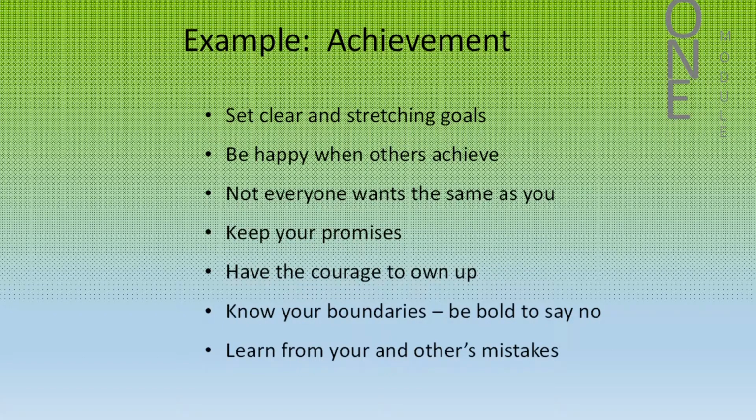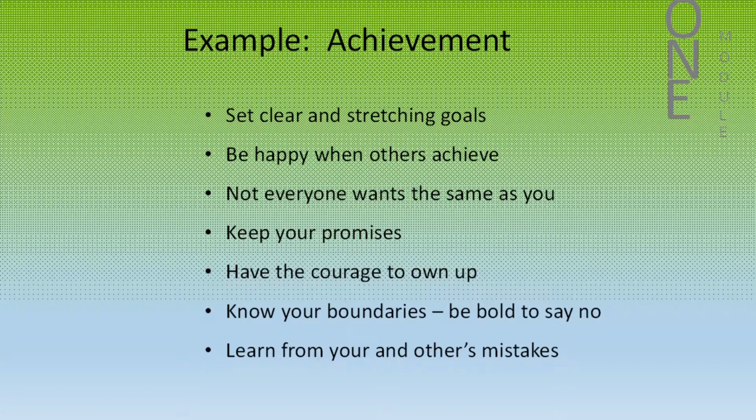Keep your promises. Have the courage to own up. In order for others to achieve what they want to achieve, and even for yourself, keep your promises to yourself. If you commit to doing something, do it. If it's difficult, then do it first, and then enjoy all the others and celebrate your wins. Celebrate these little wins to achieve your goals, because sometimes our goals are long-term.